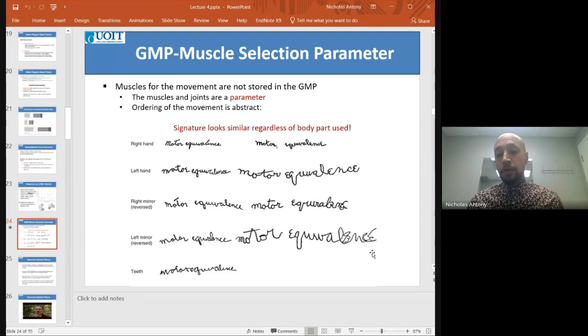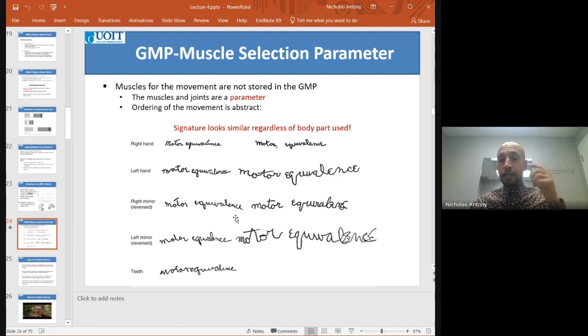So here's another example. This was one classic example. They had people write with their left hand, their right hand, in a mirror, reversed, and also with their teeth. What do you notice about their writing style, not the calligraphy, no matter which hand they wrote with? Think about this. If you were going to write on a piece of paper with your right hand or your left hand, your cursive writing style is the same.